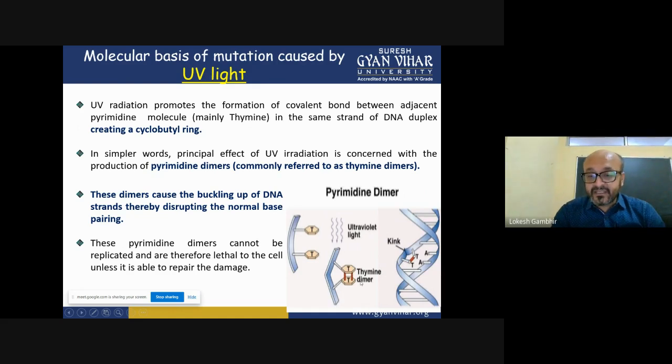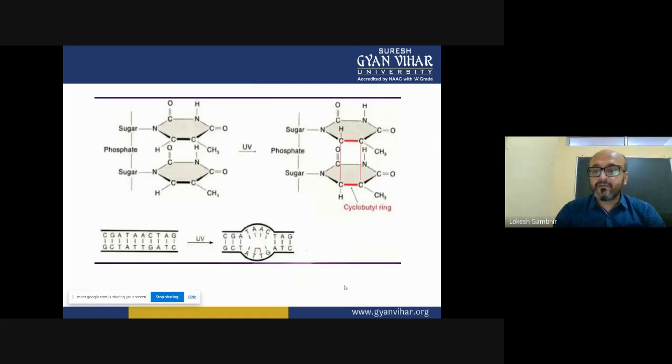Now, if these dimers are able to replicate, then they become a very lethal part, and they eventually lead to the death of the cell, if the damage is not repaired. This is how the dimerization is happening. So if the dimerization has happened, these two corresponding adenine residues are also free. So there is a clear-cut nick or distortion in the backbone that is visible.